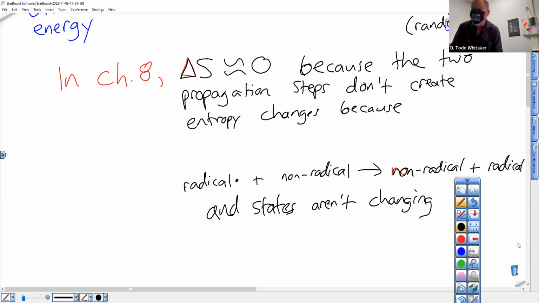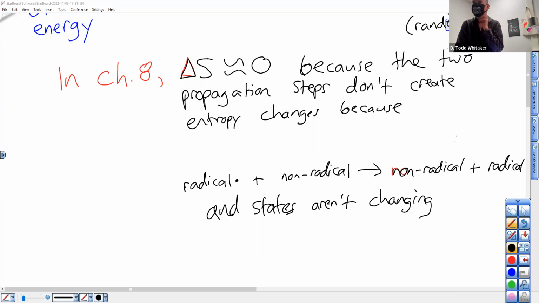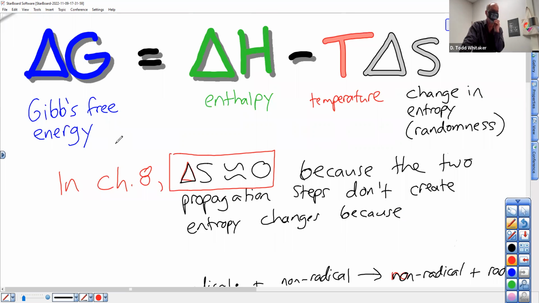That's solids, liquids, gases. There's no change in states. I'm not talking about transition states. I'm just talking about states of matter. So the only thing you need to know about entropy is that, right there. You've got to tell me you're acknowledging that in chapter 8, delta S isn't changing, and look at the big equation at the top of the screen and simplify it for me when delta S is 0.